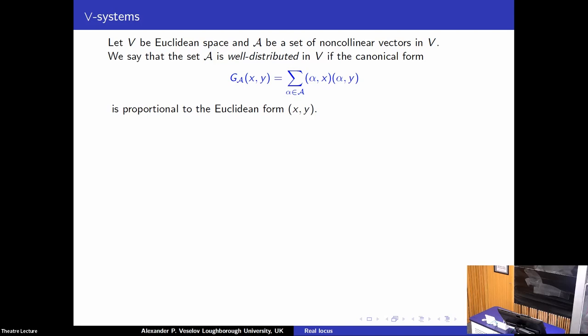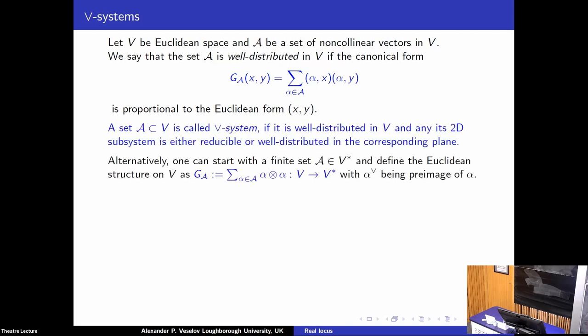this canonical form is the sum of alpha tensor alpha, where alpha in Euclidean space is simply the scalar product. If the sum of alpha tensor alpha is proportional to the Euclidean form, then we say that these vectors are well distributed. So the sum of alpha alpha is a sum of projections, if you want. But anyway, this is the canonical form, and then we say that set A, we live in the real case again, is called a check system if it's well distributed in the whole space, and in any two-dimensional subsystem, it's either reducible or well distributed.